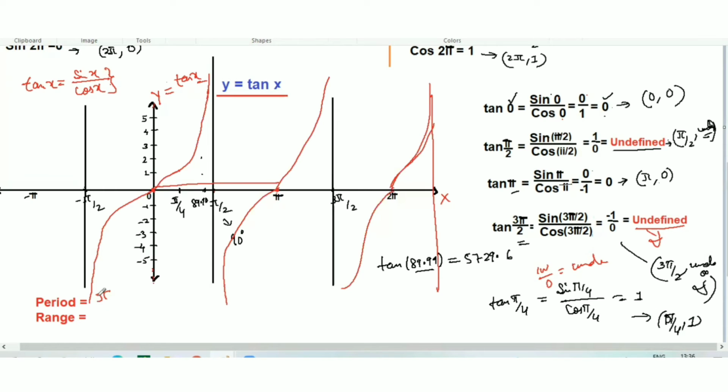And what about the range? What is the range? We can't find a finite range here. So the range will be minus infinity to infinity. This is how we draw the graph of tan x.